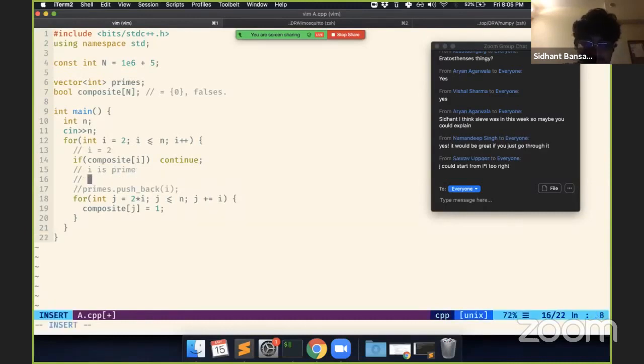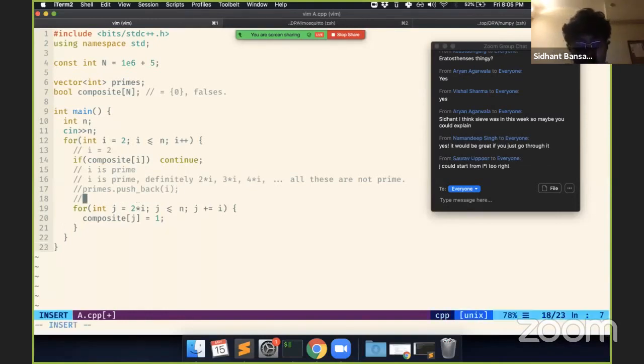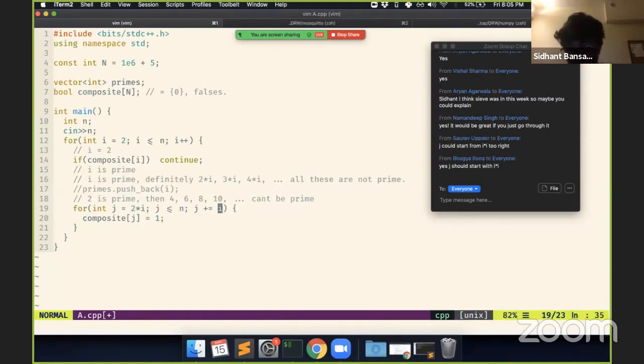Since i is prime, definitely 2 times i, 3 times i, 4 times i, and so on are not prime, because they all have factors 2 and i, 3 and i, 4 and i. How can 4i be prime when 4 is a factor of 4i and i is also a factor of 4i? For example, if 2 is prime, which we know it is, then 4, 6, 8, 10, basically all the multiples of 2, can't be prime. To say it more rigorously, you run a loop from 2 times i till n, incrementing each time by i.